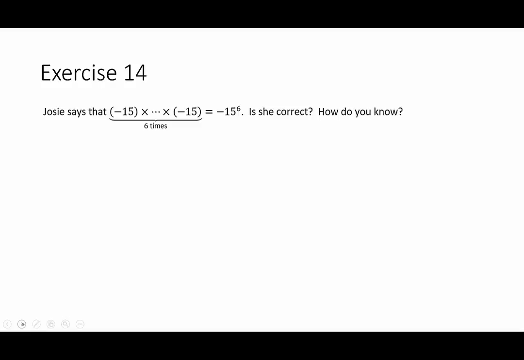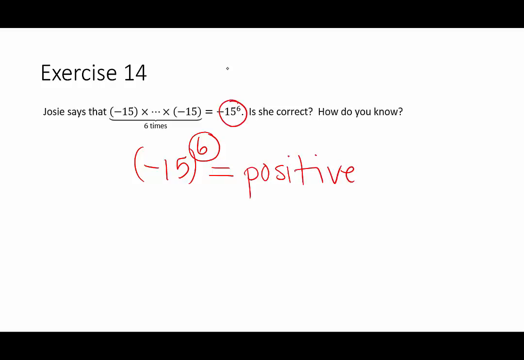Josie says that negative 15 times itself 6 times is negative 15 to the 6th power without any parentheses. Is she correct, and how do you know? Well, let's talk about that. We all know that if we have negative 15 and we raise it to the 6th power, that would give us a negative or a positive answer. Well, it's an even power, so we know that it would give us a positive answer. And is her answer positive here? No, her answer is actually negative. So her answer is not correct because she left out the parentheses.